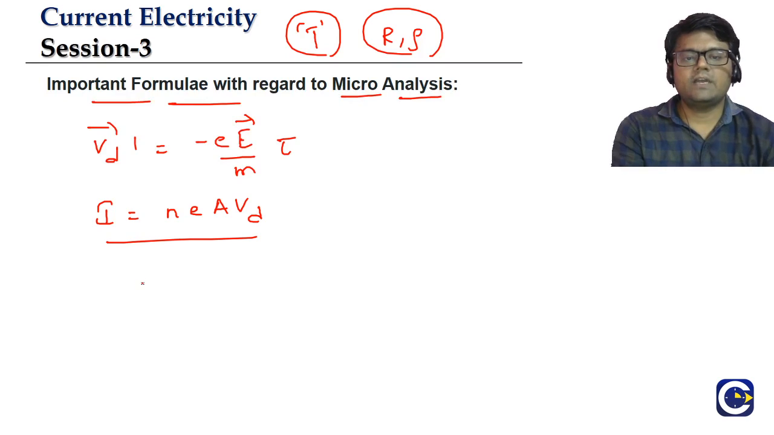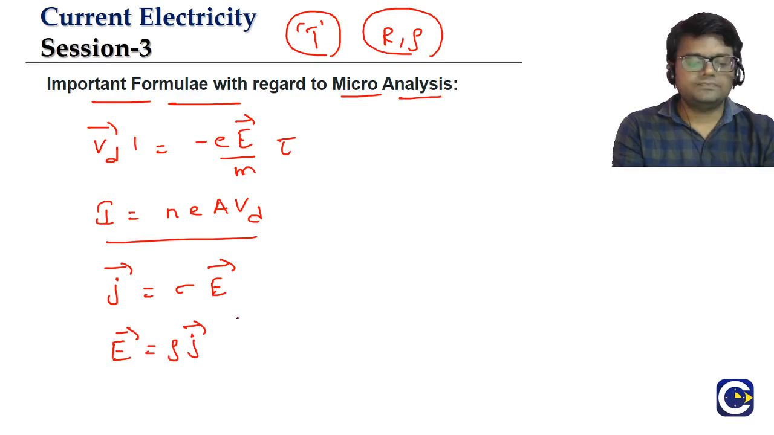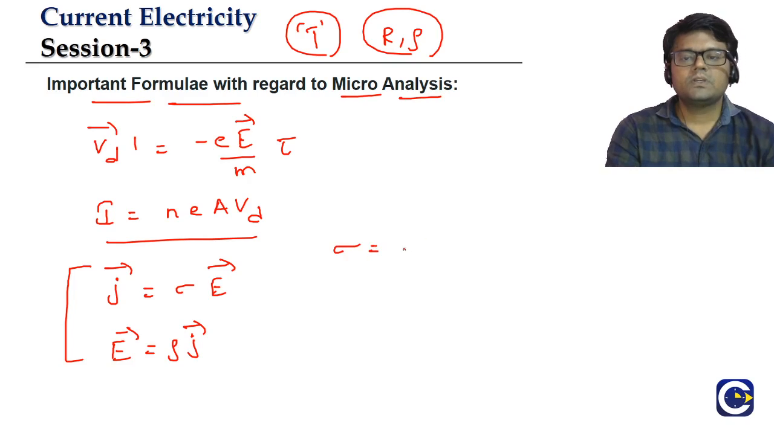After that we talked about the relation between the current density vector and the applied electric field. The relation is J bar is equal to sigma into E bar. The same expression can also be written as E bar is equal to rho into J bar. So these are the two alternative relations we have in terms of J bar and E bar. Finally we stopped at the sigma formula. Sigma is conductivity, and it will be equal to N e square by m into tau. This is where we stopped.